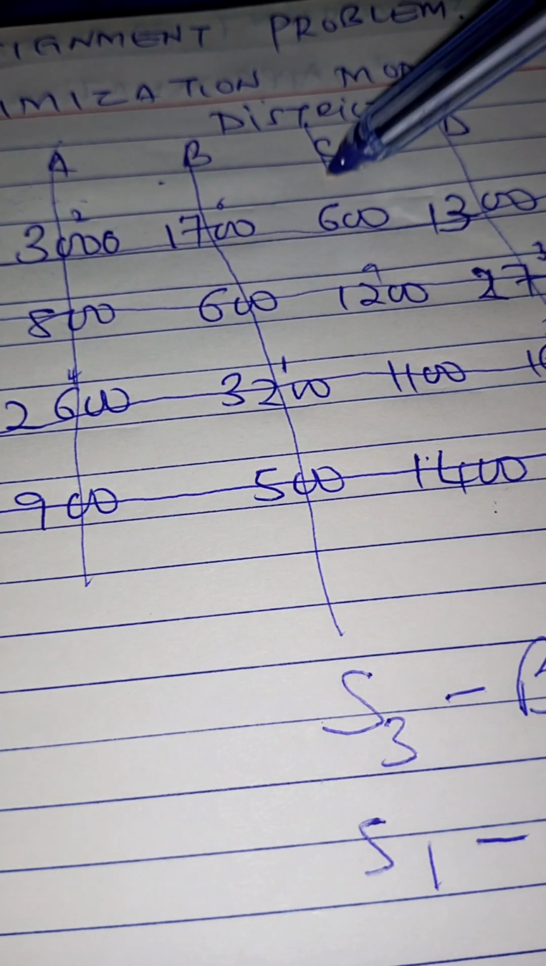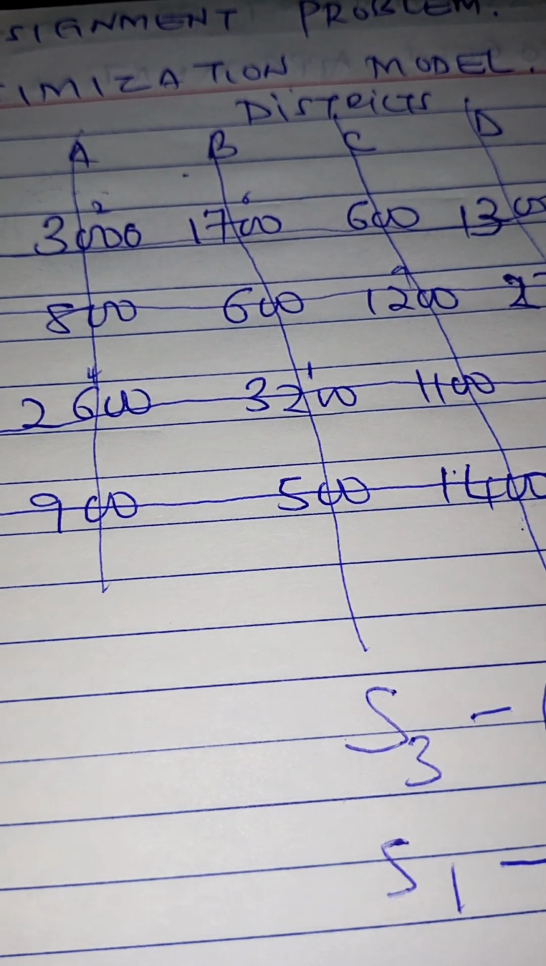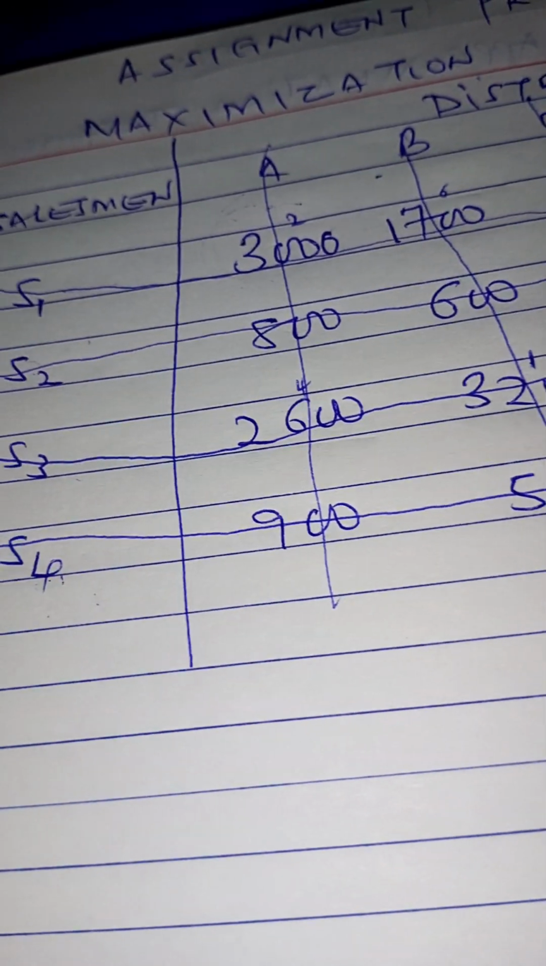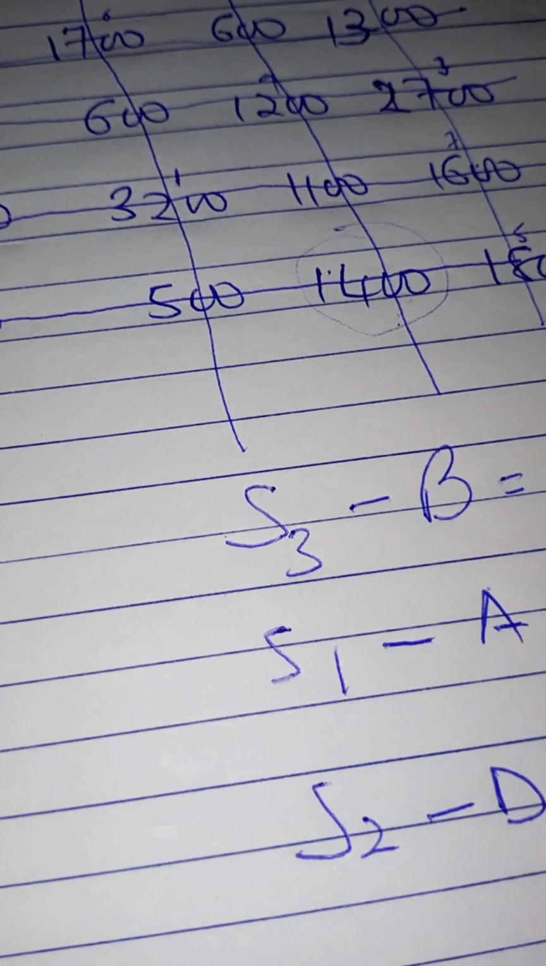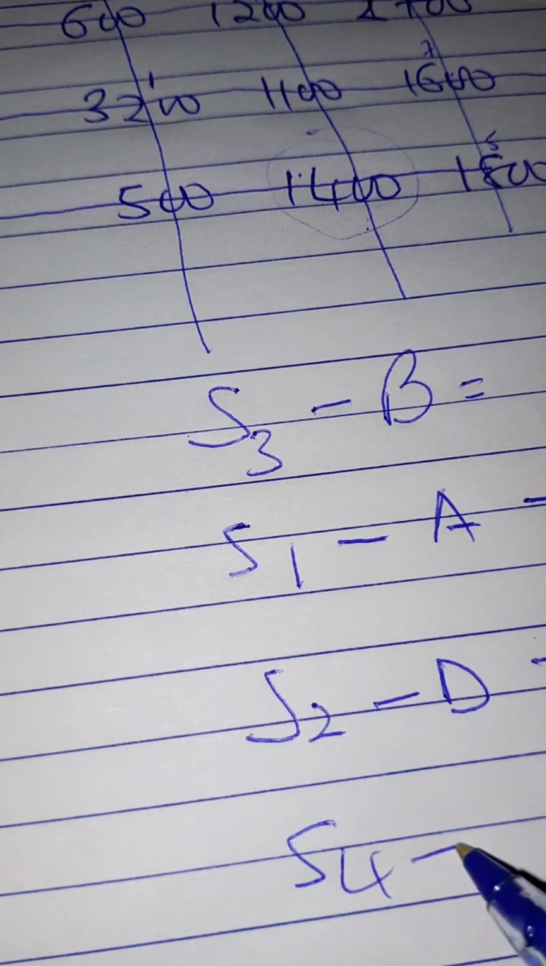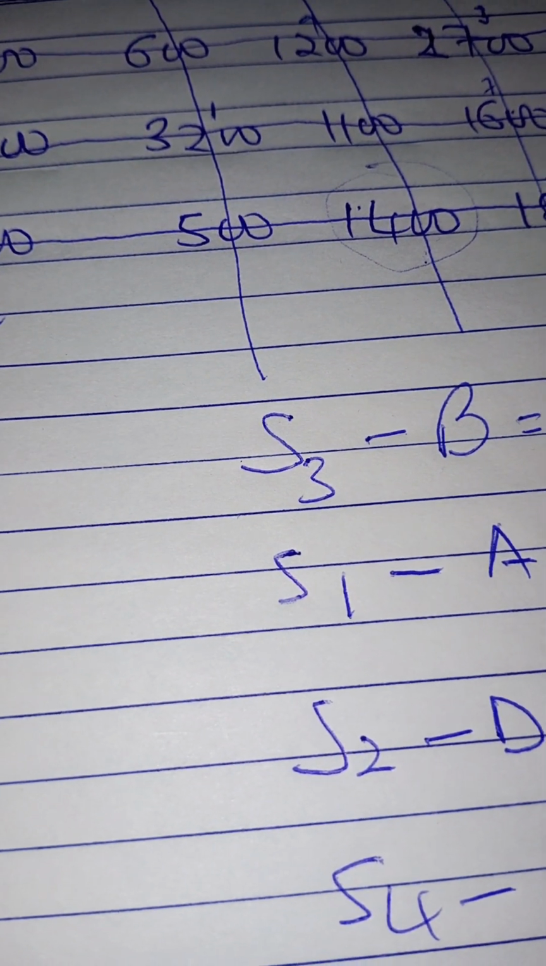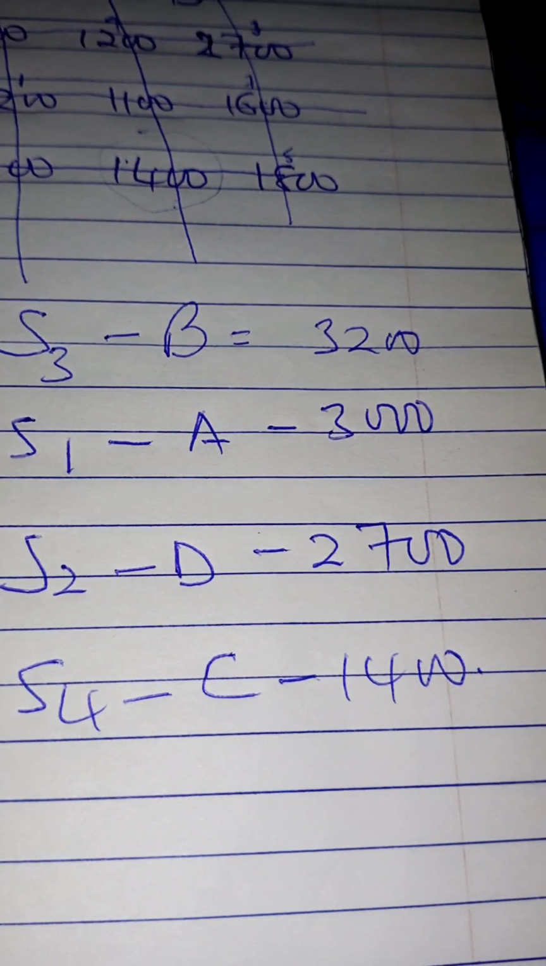and district C is also cancelled, and we assign that one, the 1400, to C and S4, and therefore down here we shall write S4 and assign to district C. The value is 1400.